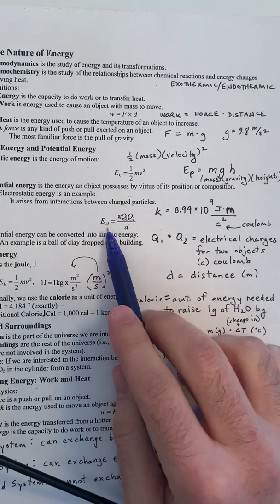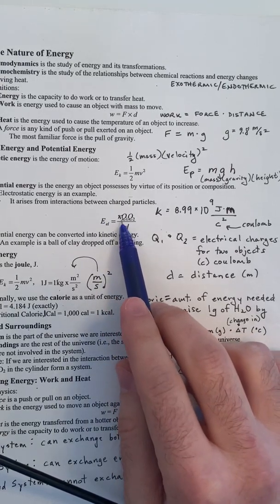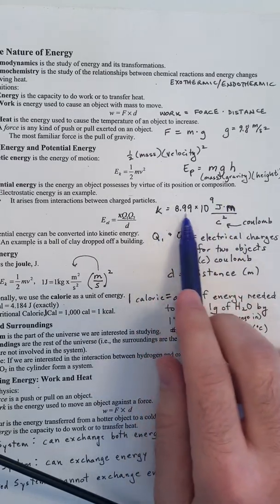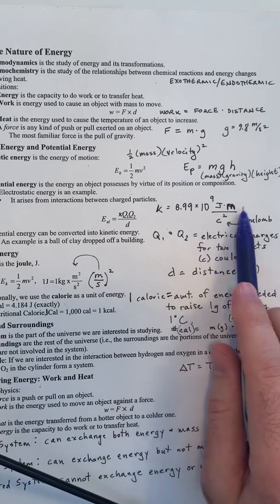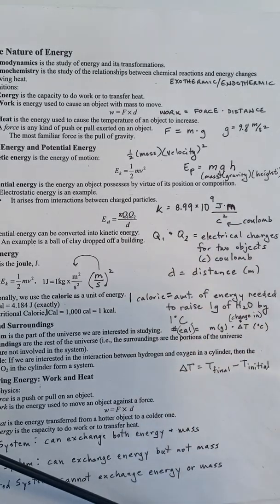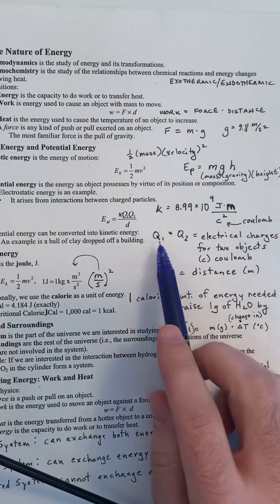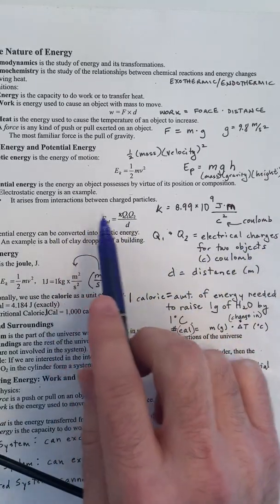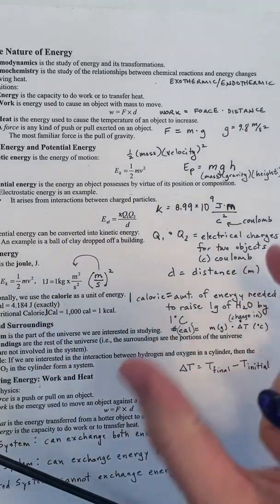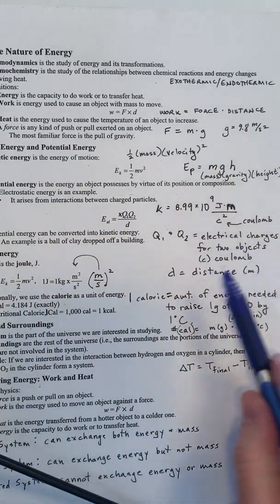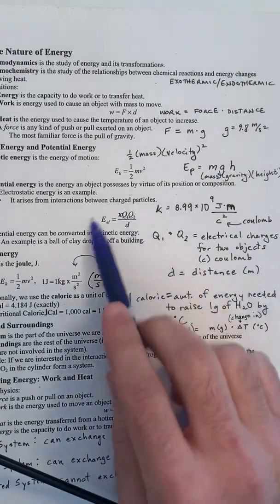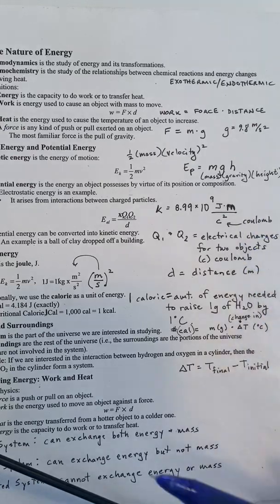E sub EL is energy, electrical energy. And then K is a constant. This is the constant, 8.99 times 10 to the 9th joules times meters over Coulomb squared is the label. Q1 and Q2 are electrical charges for two objects because you're finding energy between two charged particles, okay? And then D is simply distance in meters between them. So that's the equation you can use to calculate that, okay?